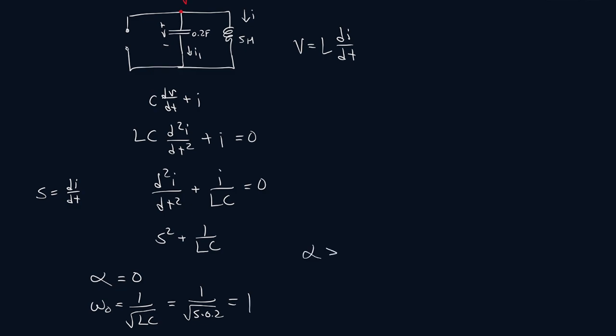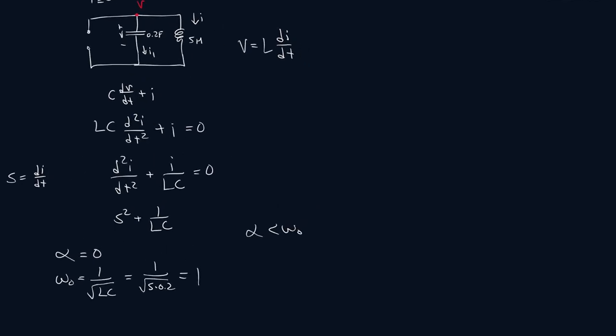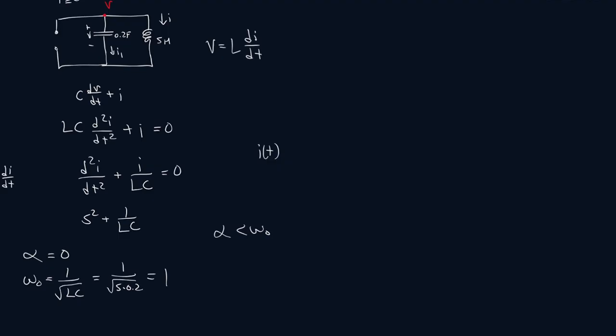So alpha is less than omega, so we have an underdamped circuit. So we're going to be using the following formula. The current passing through the inductor is going to be equal to e to the power of minus alpha t times a1 cos wd, the damping frequency, t, plus a2 sine wd times t.